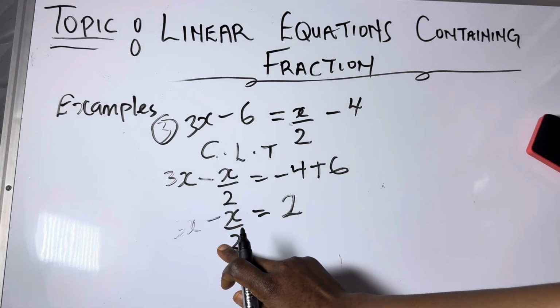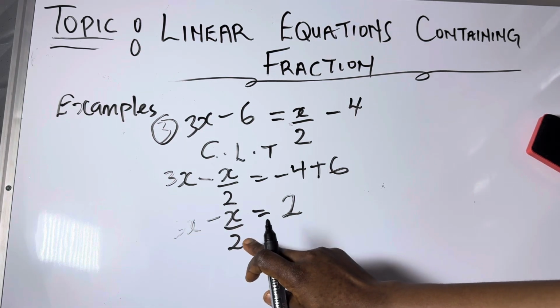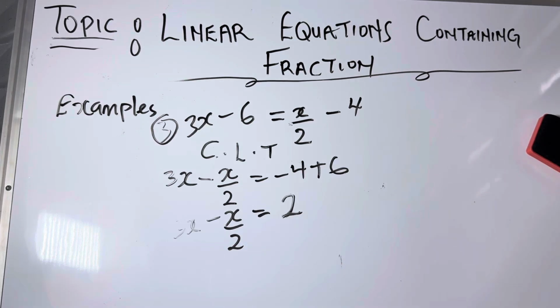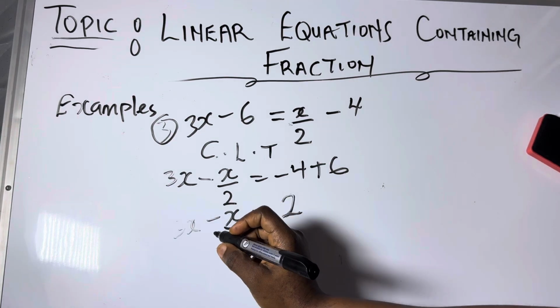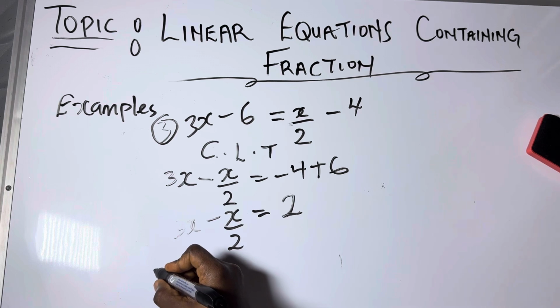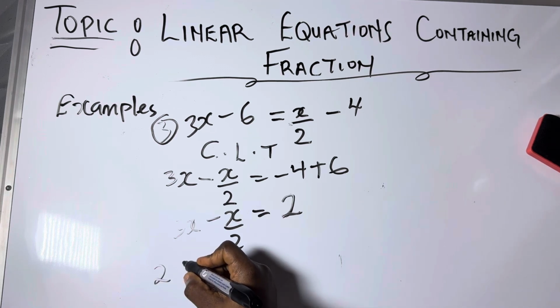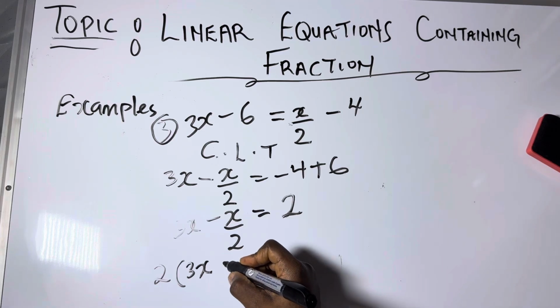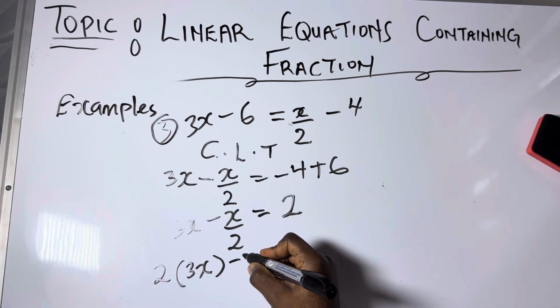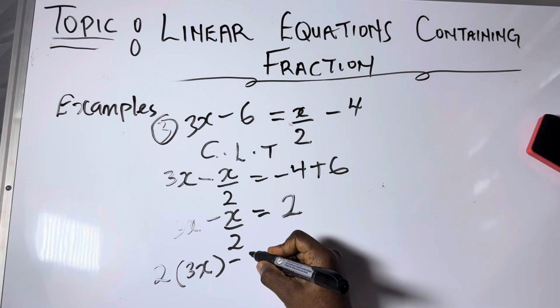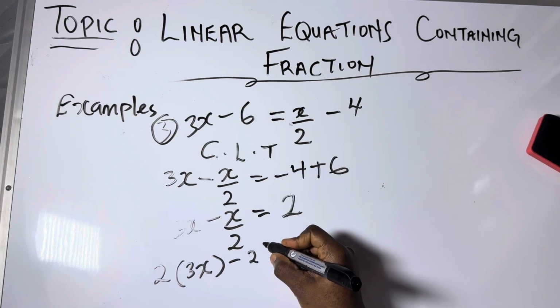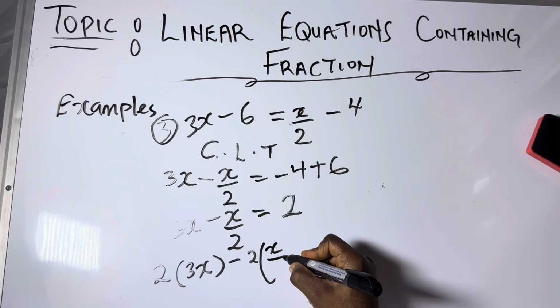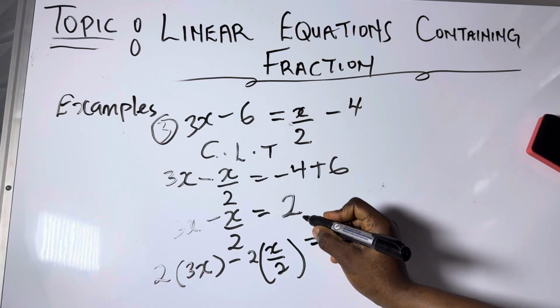Now, to remove this, you multiply both sides by 2. Now we have 2 into brackets 3x minus 2 into brackets x over 2 equals 2.